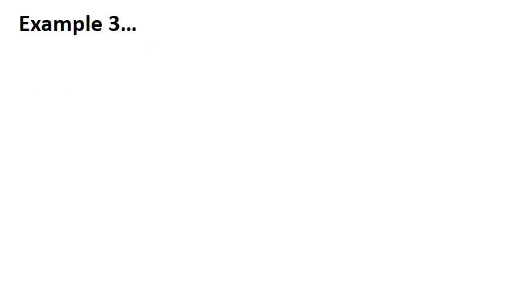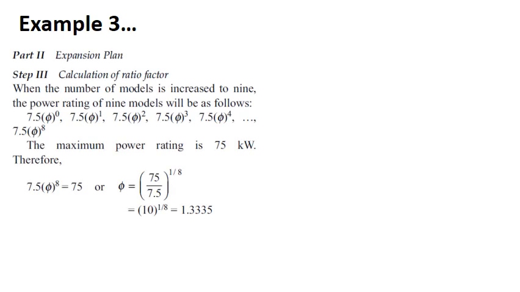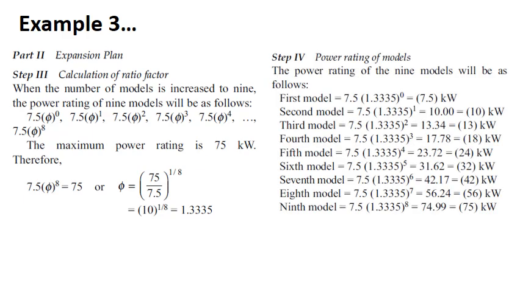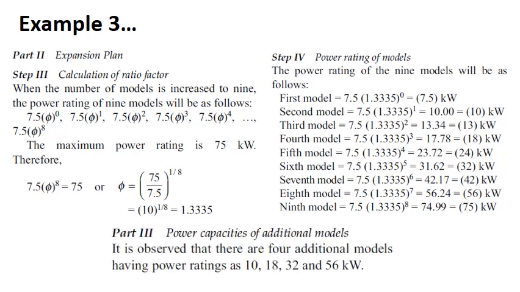Now second, 9 models. Again you write a series like this. Equate 7.5 times the factor raised to 8 to 75. Calculate the series factor and multiply like this to generate the series. Round it down or up wherever appropriate. Get the additional models. The additional models are 10, 18, 32 and 56. The remaining we have already calculated previously. So this is about preferred numbers.